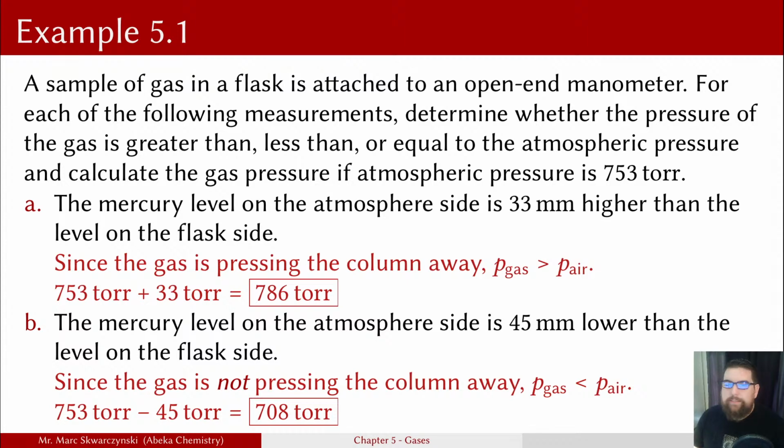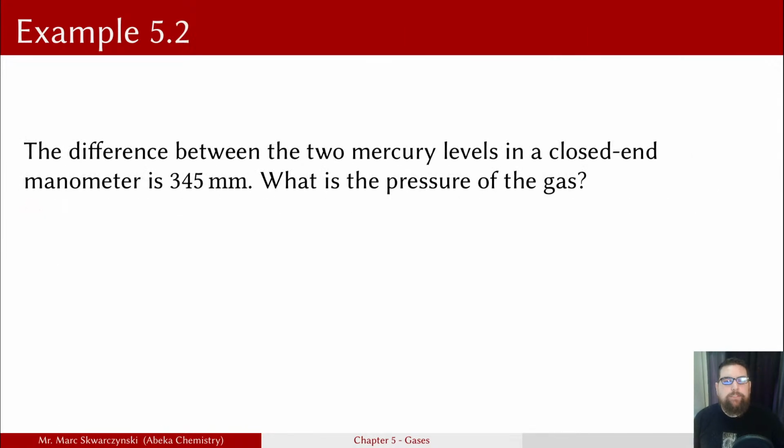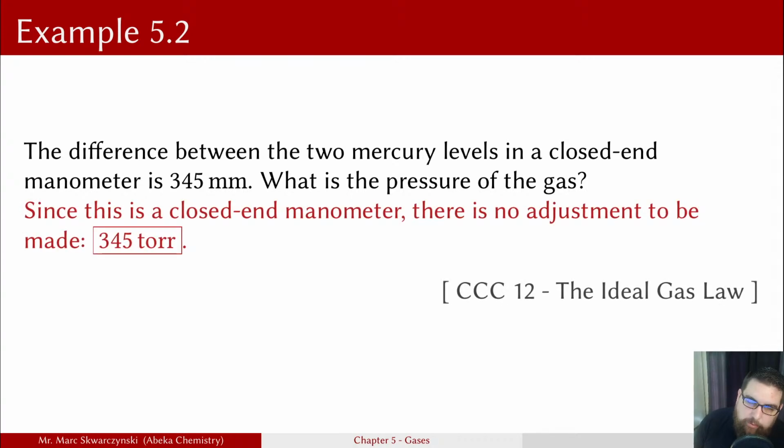All right, let's go on to example 5.2. My mic's working, right? Okay. Example 5.2, the difference between two mercury levels in a closed-end manometer is 345 millimeters. What is the pressure of the gas? Don't overthink it. It's 345 torr. If it's closed-end, you don't have to worry about it. You have to pay attention to which type of manometer it is, because I've had too many people tell me there's not enough information. It's closed-end, you're done. It's 345 with torr at the end. That's it. Sweet. These are my favorite kind of problem.